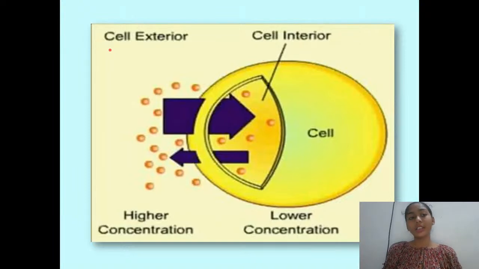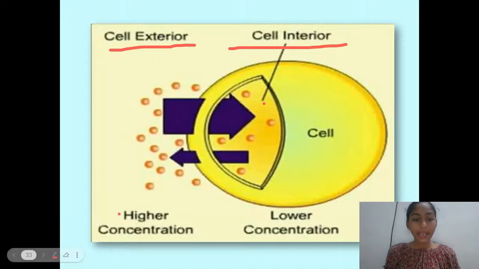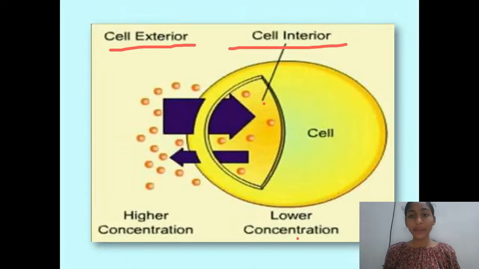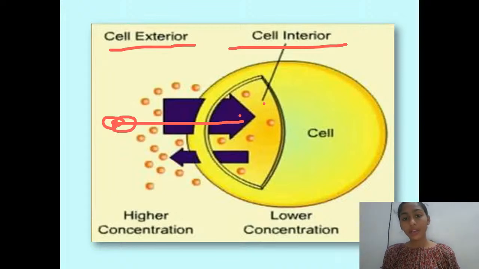Examples of diffusion: cell exterior, cell interior. This is inside the cell and this is outside the cell. Where is the higher concentration? In the cell exterior. And where is the lower concentration? In the cell interior. So, what will happen now according to diffusion? The particles of higher concentration move to the lower concentration, and that is what is happening here.